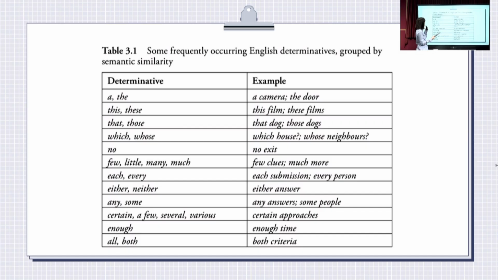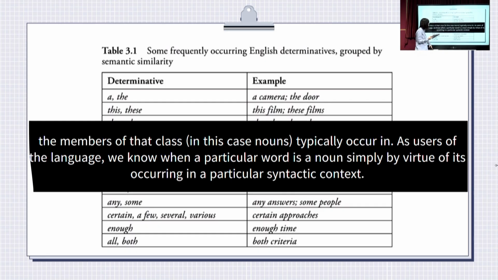In Table 3.1 below you will find a list of the most common determinatives in English. We will see presently that when they occur independently, some of the words in Table 3.1 belong to the class of pronouns. The members of that class, in this case nouns, typically occur in certain positions. As users of the language, we know when a particular word is a noun simply by virtue of its occurring in a particular syntactic context.